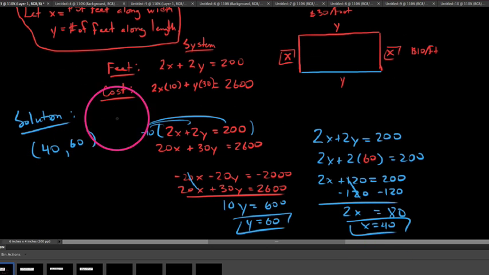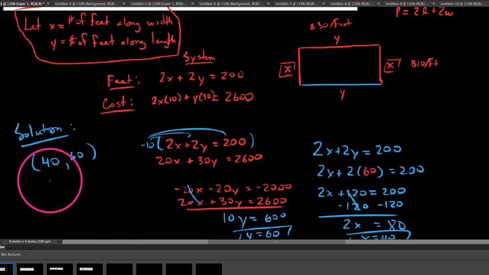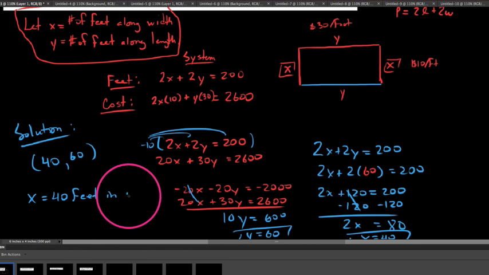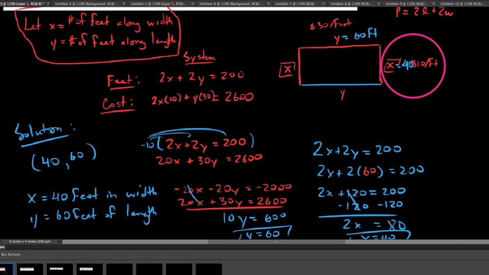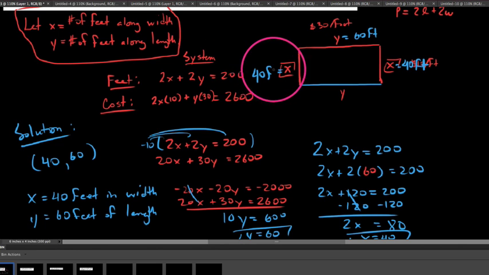So in terms of the original context of the problem, where we said x was the number of feet along the width, we would say that x is 40 feet in width. That's one dimension. And then y is equal to 60 feet of length. And in terms of the original context of the problem, if we were to go back in and put our 60 feet up here, and for each of these put in 40 feet and 40 feet, then we would see adding these up here.